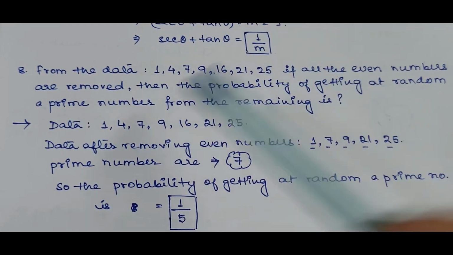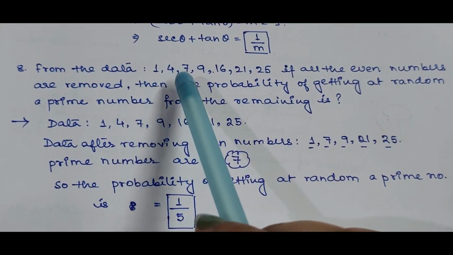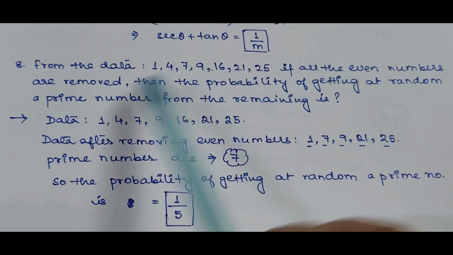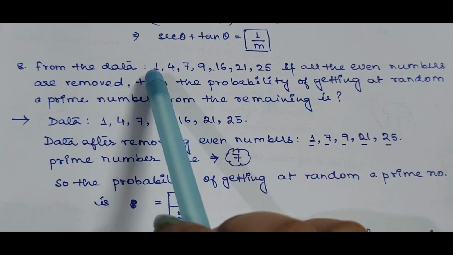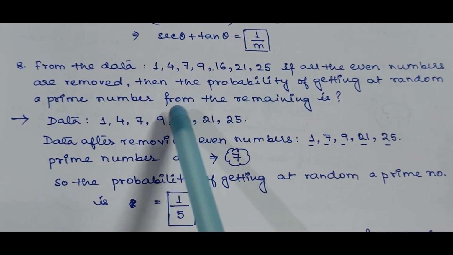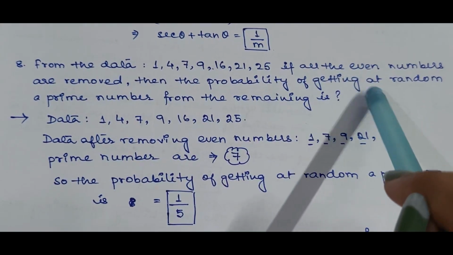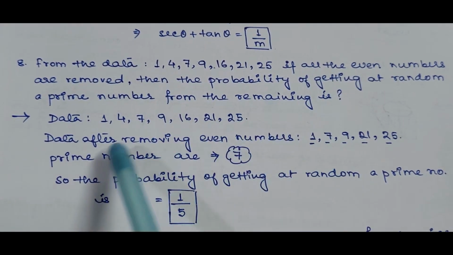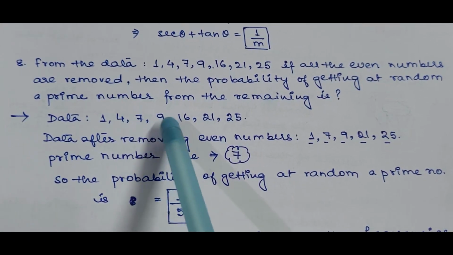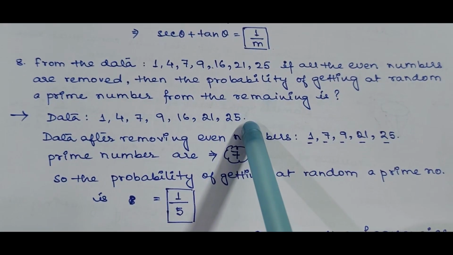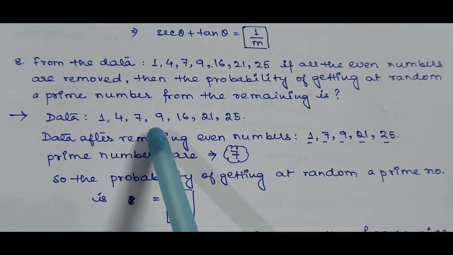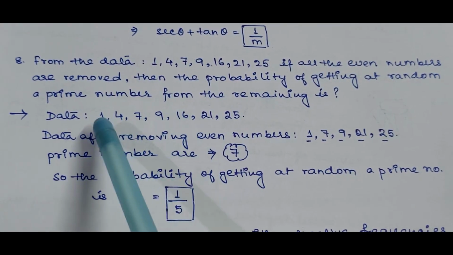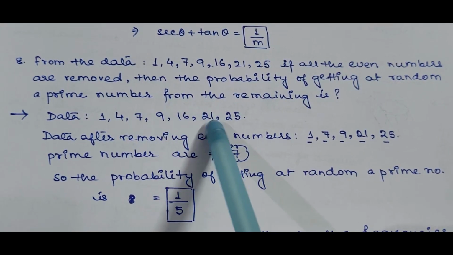Moving on to question 8, it says that from the data 1, 4, 7, 9, 16, 21, 25, if all the even numbers are removed from this data, then we need to find the probability of getting at random a prime number from the remaining. Okay, so the data is 1, 4, 7, 9, 16, 21, 25. After removing the even numbers from this data, 4 is an even number and 16 is an even number, so we get 1, 7, 9, 21, 25.